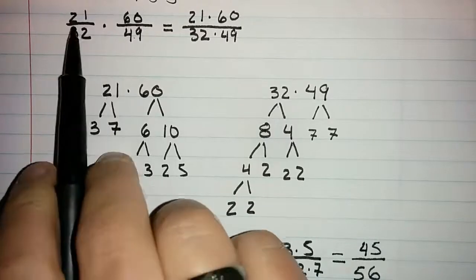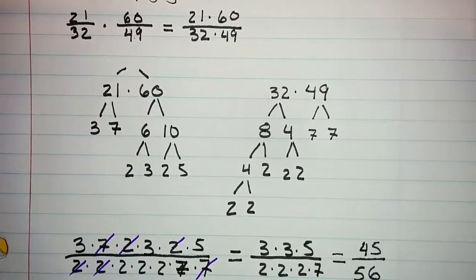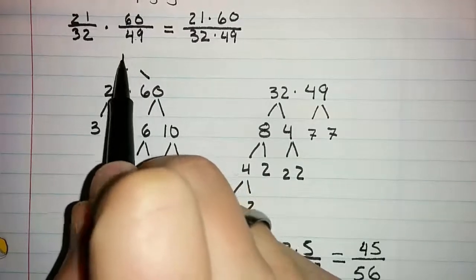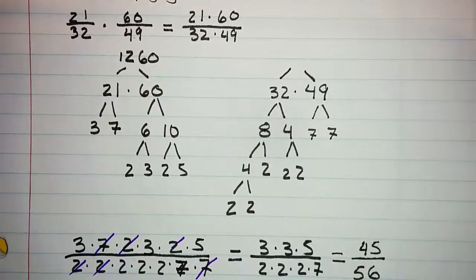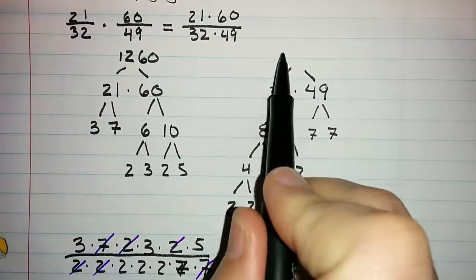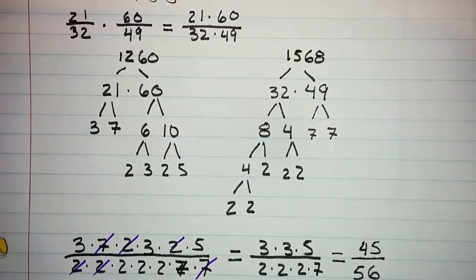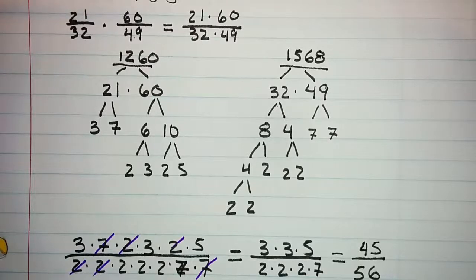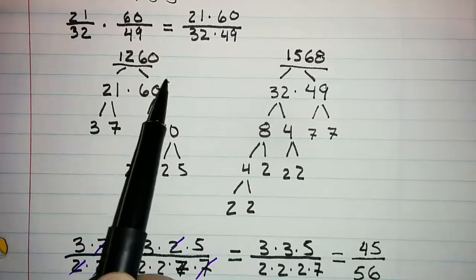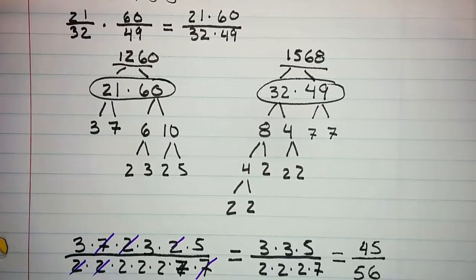One of my key points here, other than just this bare procedure, is I could have multiplied 21 times 60 and gotten 1,260. I could have multiplied 32 times 49, gotten 1,568. But then I would have had to try to factor these two numbers, which just doesn't sound like a lot of fun. Instead, I took advantage of the fact that they were already delivered to me in partially factored form.